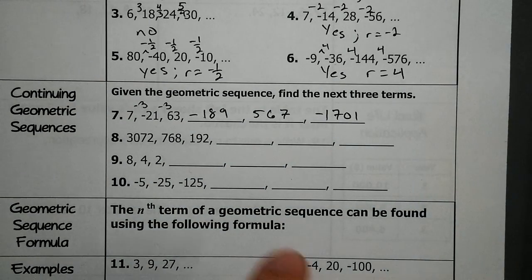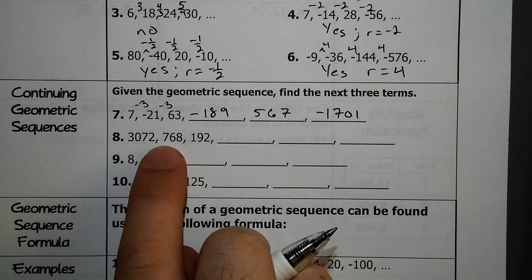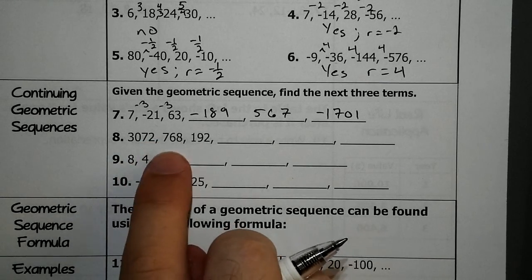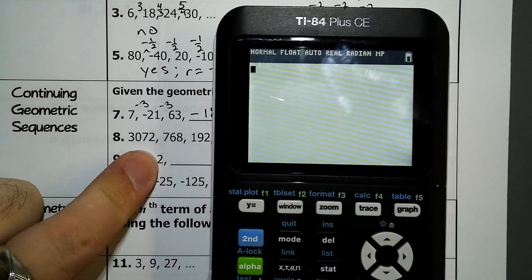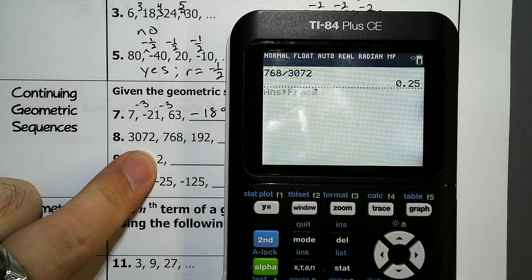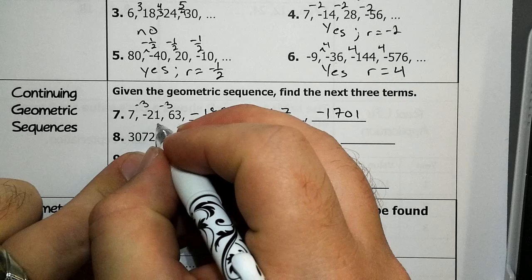I want you to use this principle. So find the geometric sequence, whether it's a fraction or if it's a whole number or negative. Here, we'll do one that's decreasing. We'll do number 8 real quick. So 768 divided by 3072 is 0.25. Math, enter, or 1/4. So this one was 1/4.